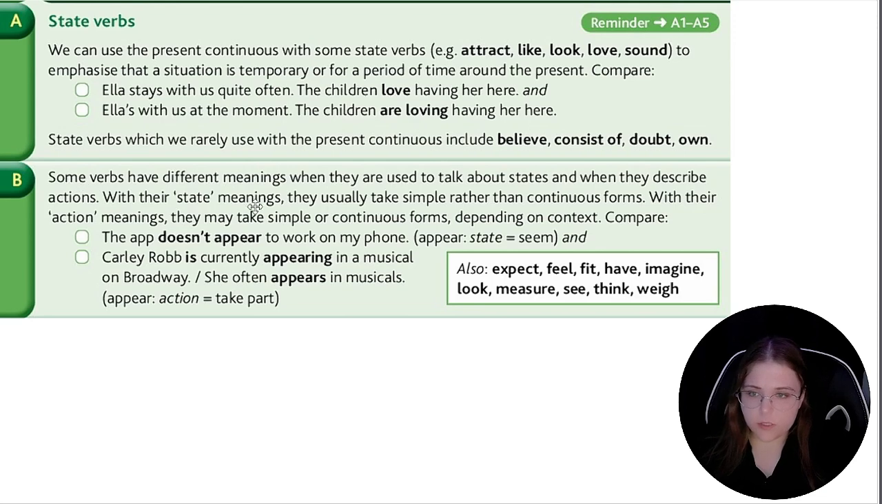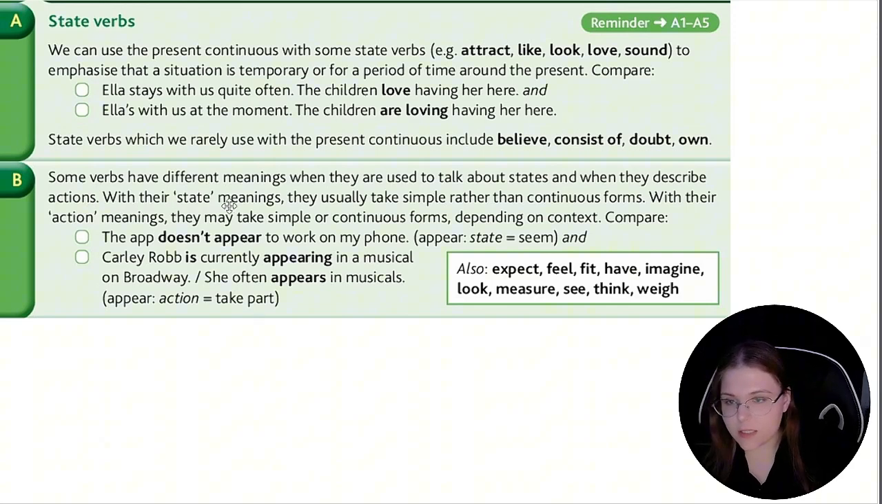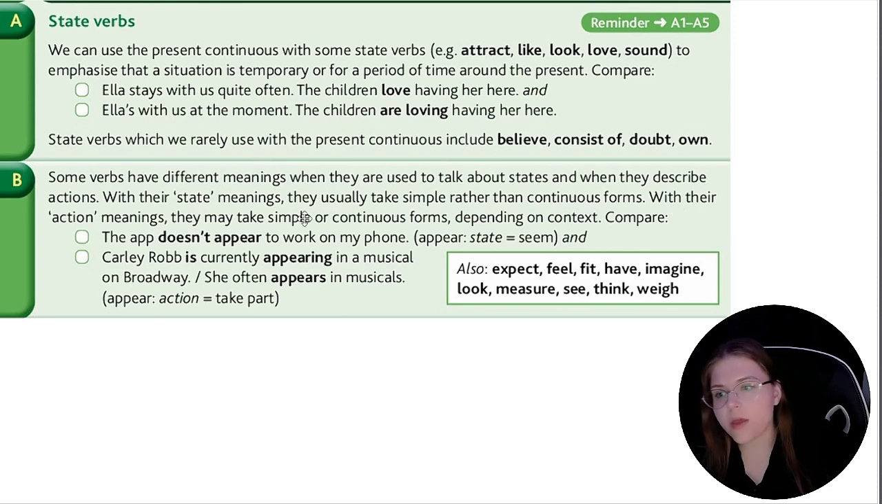Some verbs have different meanings when they are used to talk about states and when they describe actions. With their state meanings, they usually take simple rather than continuous forms. With their action meanings, they may take simple or continuous forms depending on context.